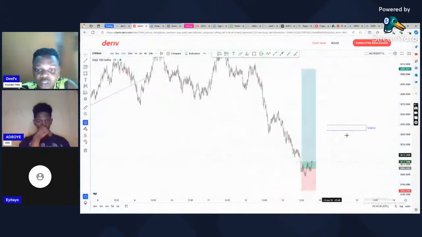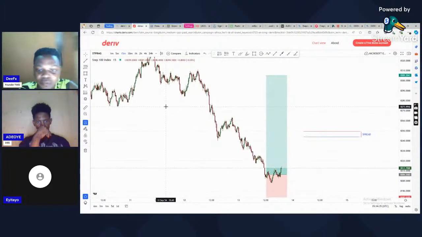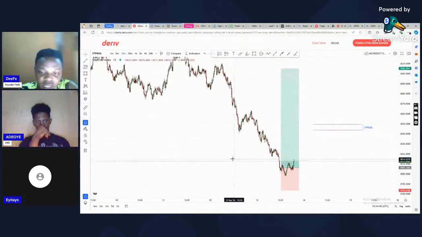So I'll just go straight into it. The broker actually has a lot of things. They also have a TradingView feature, which is similar to this. And what you basically do is just look out for good entry and exit points.